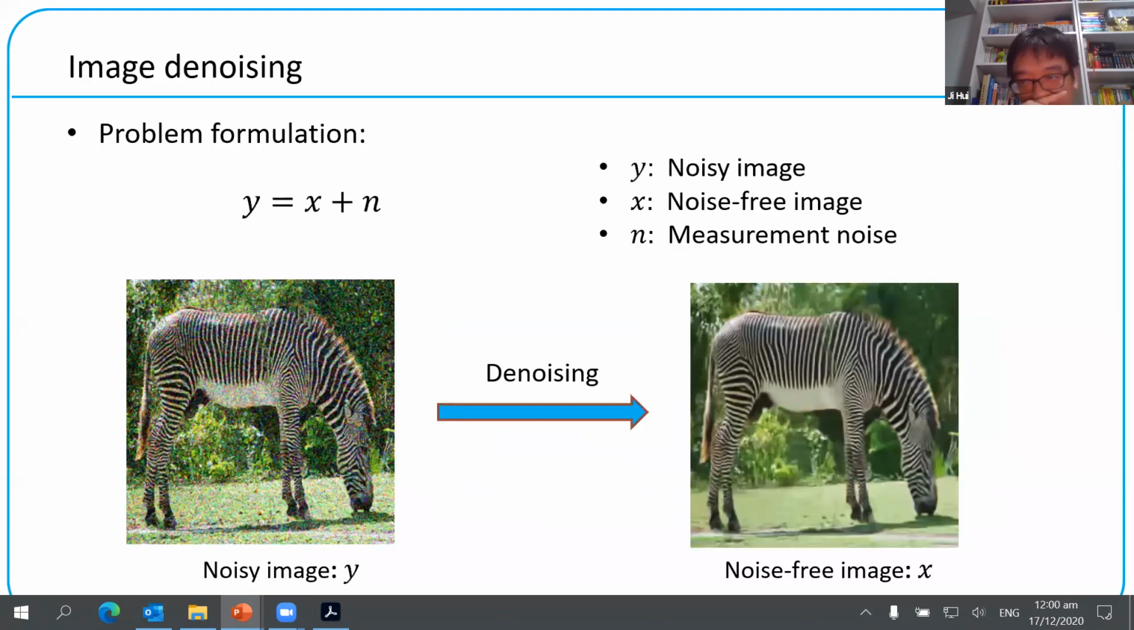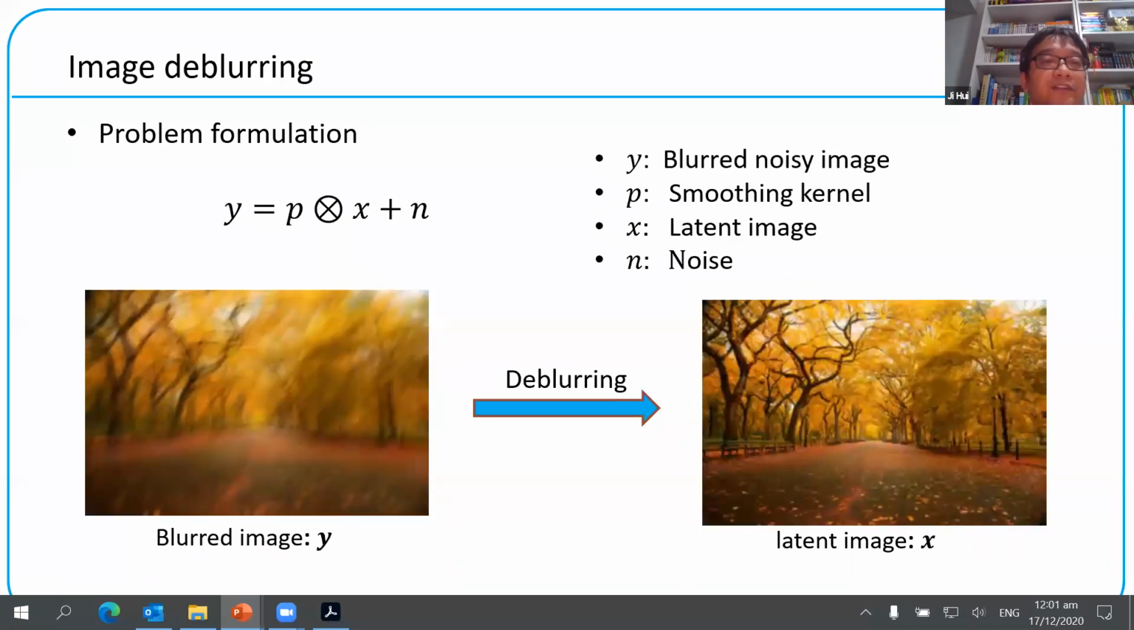So let's see a few representative applications in image recovery. The first is a very basic one, image denoising. You have a clean image X, then it is polluted by some noise, then you get a noisy one, Y. So image denoising is about how you get X from Y, that is, how to remove noise N. Another one is image deblurring. Image blurring can be modeled by, you have a clear image, then it is convolved with a smoothing kernel so as to lose the details. Image deblurring is about how you can recover a sharp image with all the details from an observed image, Y.